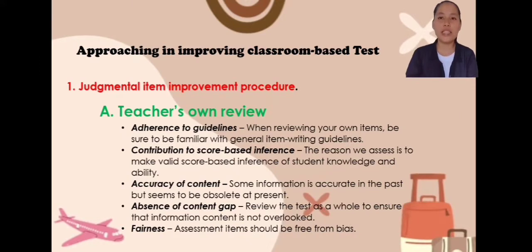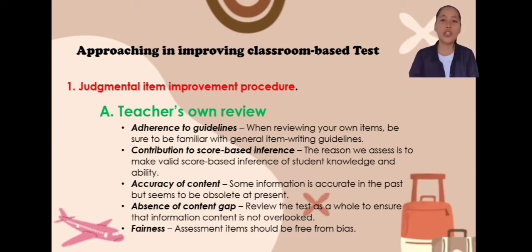The first one is adherence to item-specific guidelines, the item writing commandments. When reviewing your own items, be sure to be familiar with the general item writing guidelines. The preceding chapter has provided specific guidelines in writing various forms of objective and non-objective constructed response types and the selected response for measuring lower level and higher level thinking skills. These guidelines should be used by the teachers to check how good the items have been planned and written, particularly in their alignment to intended instructional outcomes.